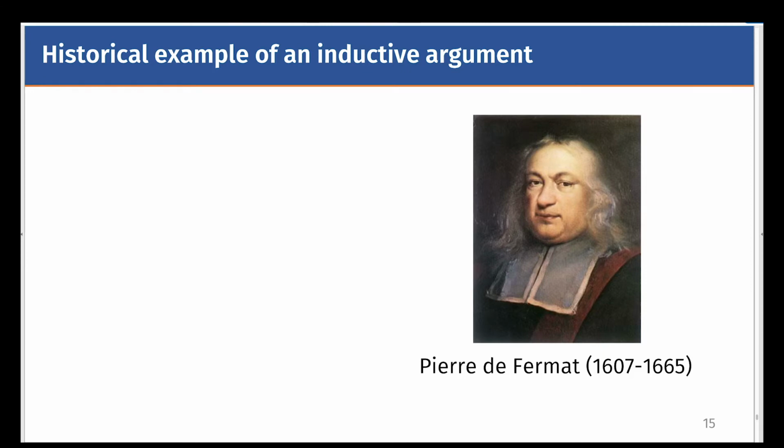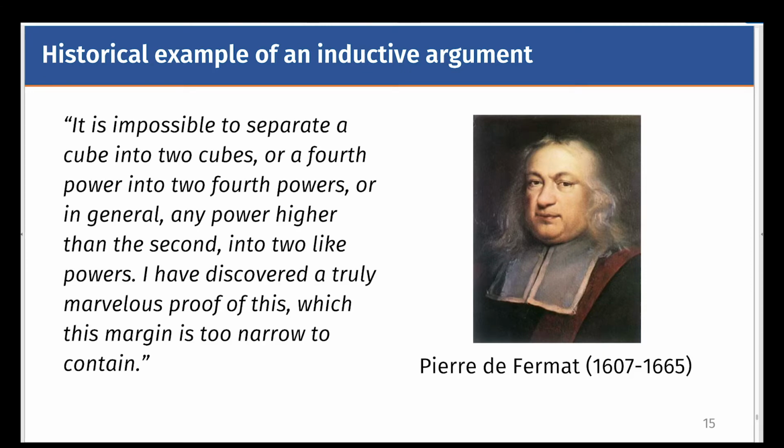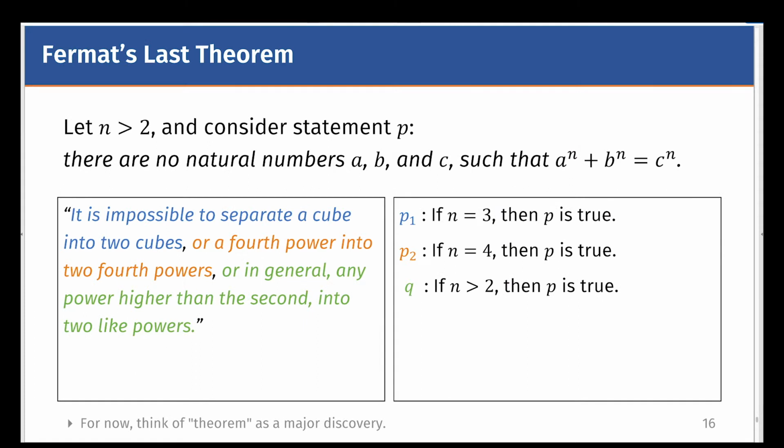He wrote in the margin of a mathematics textbook, "It is impossible to separate a cube into 2 cubes, or a fourth power into 2 fourth powers, or in general, any power higher than the second into 2 like powers. I have discovered a marvelous proof of this, which this margin is too narrow to contain." This is a historical example of an inductive argument called Fermat's last theorem.